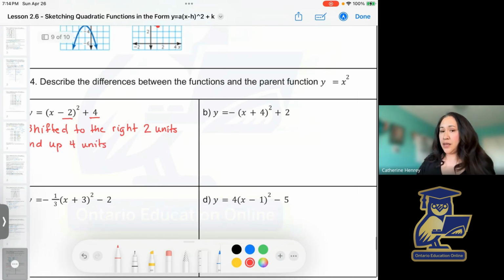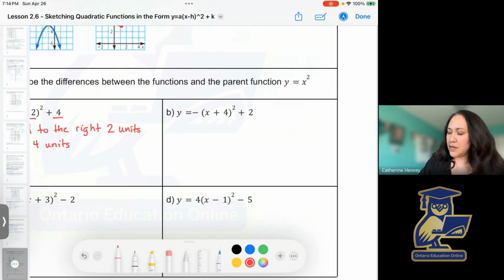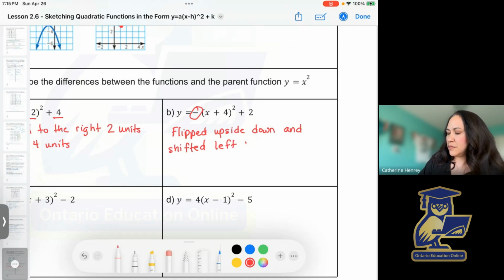If we take a look at B, we have this negative sign out here. So this graph is flipped upside down and shifted left 4 units. Remember, opposite what's in the bracket. And up 2 units. Good.